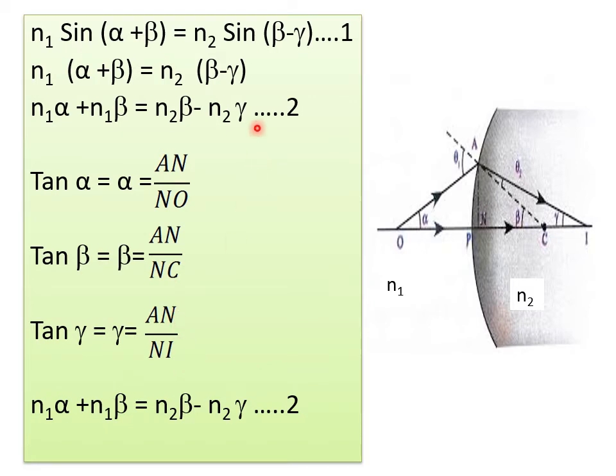So now in your equation 2, to know what alpha, beta and gamma are, I have substituted all these. Now just listen: N1 alpha plus N1 beta is equal to N2 beta minus N2 gamma. That is equation 2. Later we proceed.